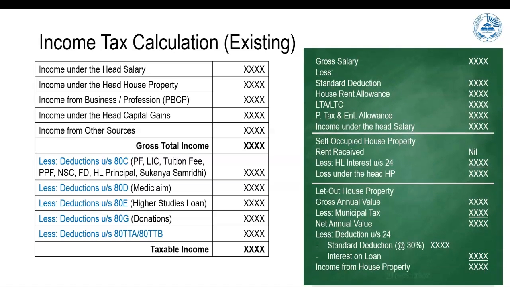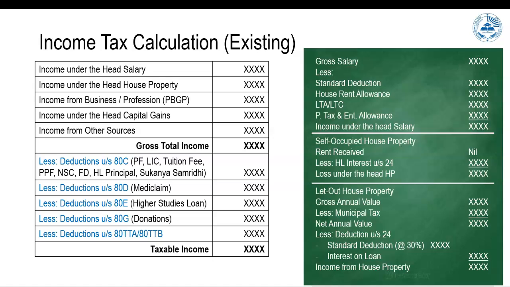With regard to salary computation, normally we start with gross salary, then from there we give standard deduction, and house rent allowance, whatever is there, that will be claimed. Then leave travel allowance or leave travel concession. Then we deduct professional tax and entertainment allowance, which are covered under section 16 of the Income Tax Act. Then the total income is called income under the head salary. Here the standard deduction is at the rate of 50,000.